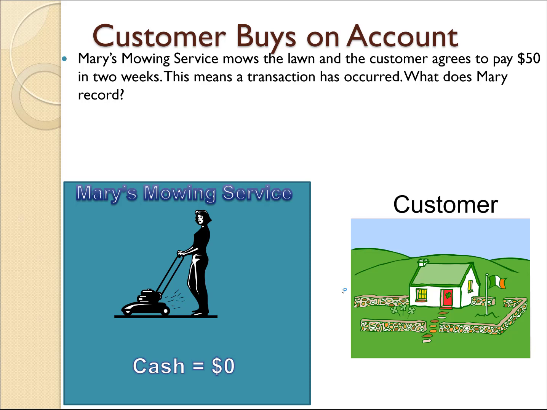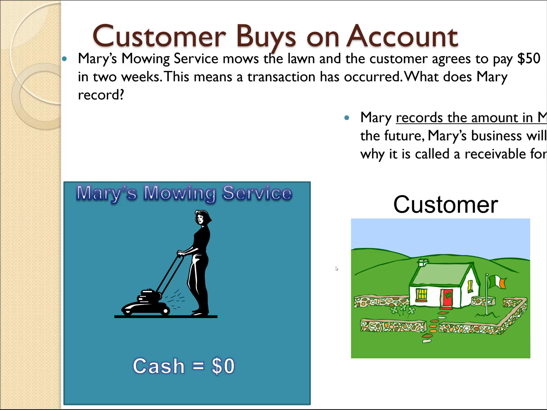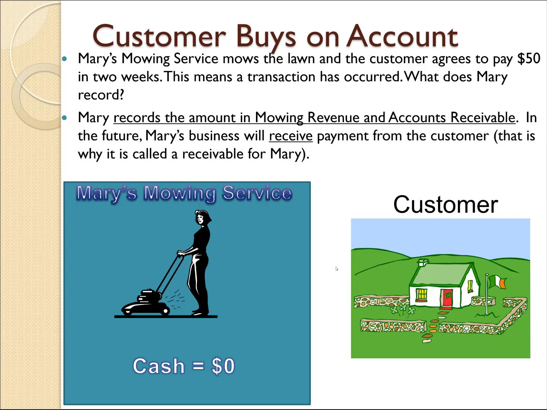So in this case, what do you think are the 2 accounts that are going to be affected in Mary's mowing business? She's going to record the amount in mowing revenue and accounts receivable. In the future, Mary's business will receive payment from the customer. That is why it's called a receivable from Mary.